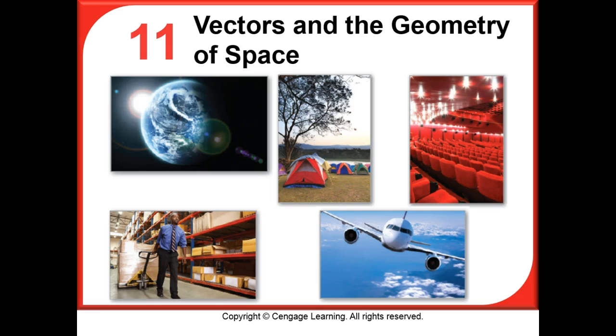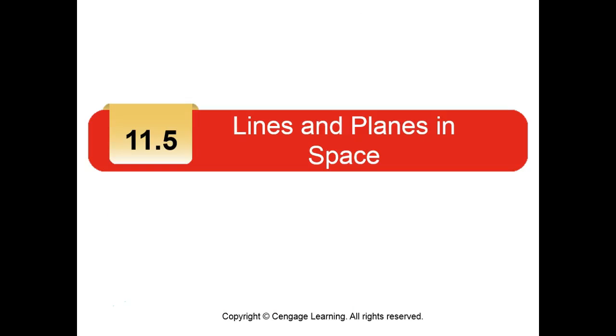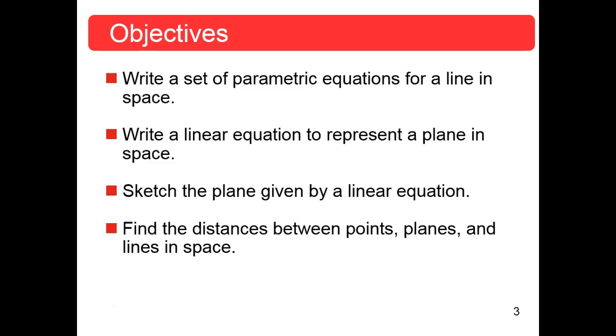11.4 was, well, everything up till now has been vectors and the geometry of space. The whole chapter is titled that. Now we're just looking at lines and planes in space, okay? Not three-dimensional things, lines and planes. So continuing chapter 11, vectors and geometry of space. Now we're just going to be looking at lines in space and planes in space.